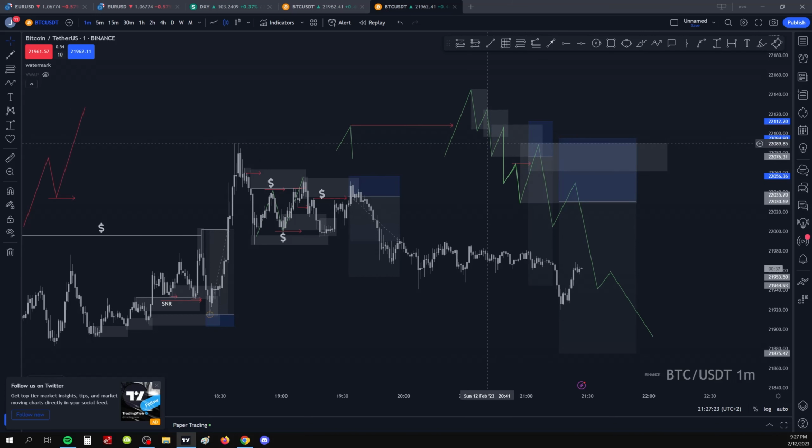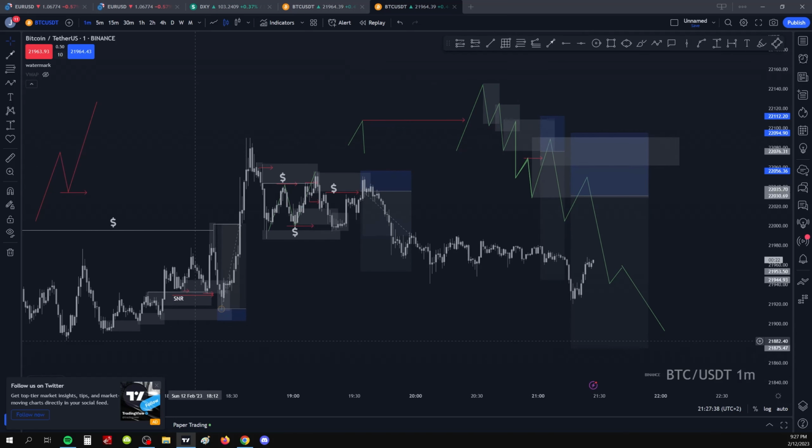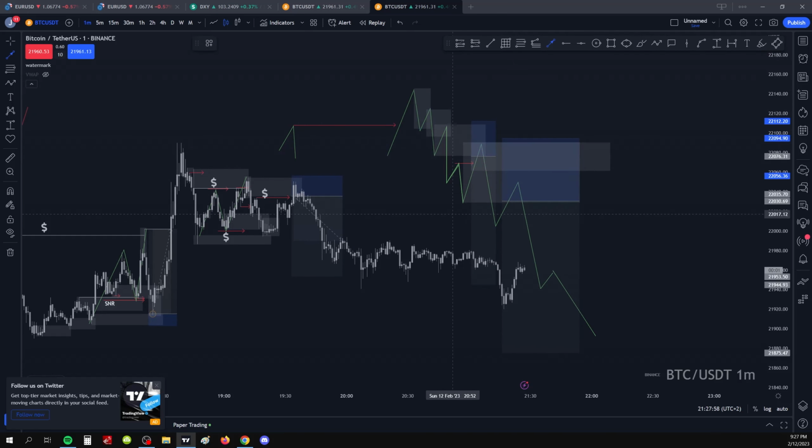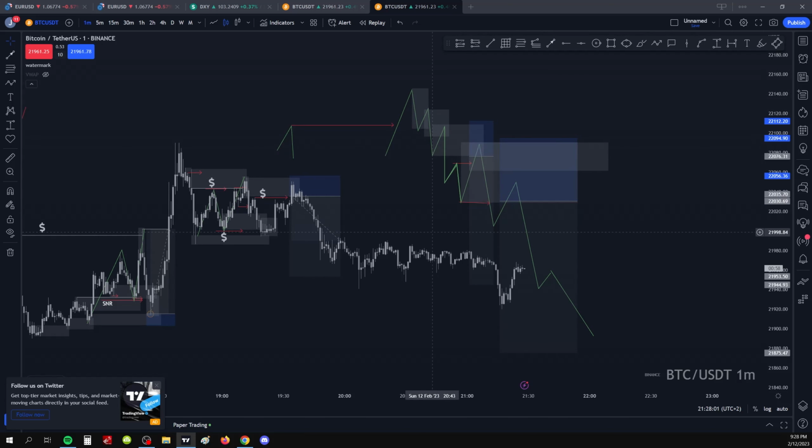Because you see that there is an unmitigated zone here. There is a high that created a low that did not mitigate this zone. So automatically you think, okay, it's probably this pattern. So what can we do? We can just long from an entry from here, like this one. But then once it breaks, now you have this confirmed. Now this is even better.